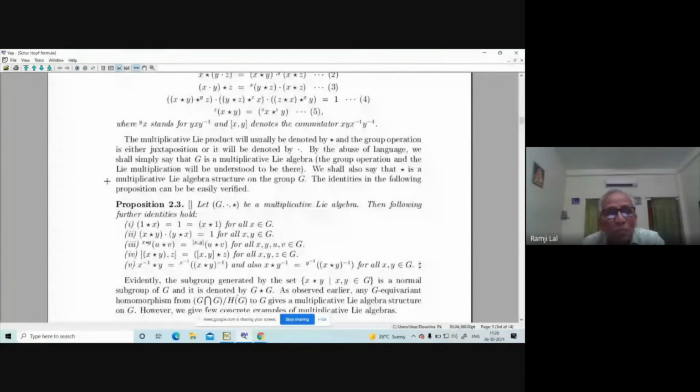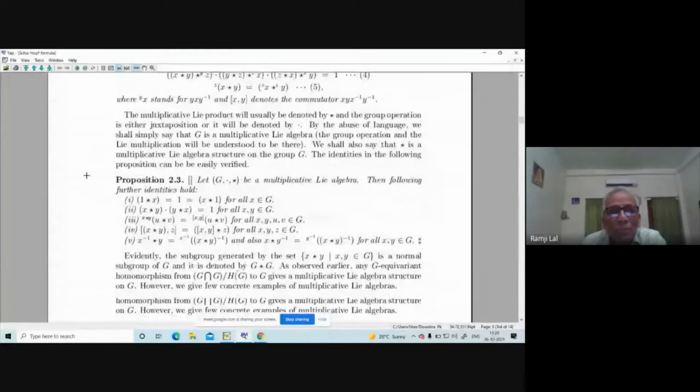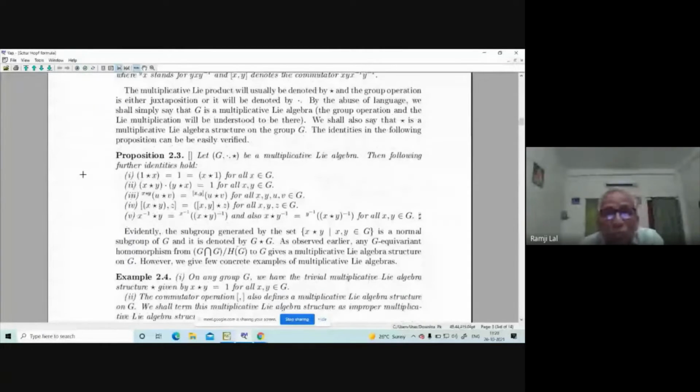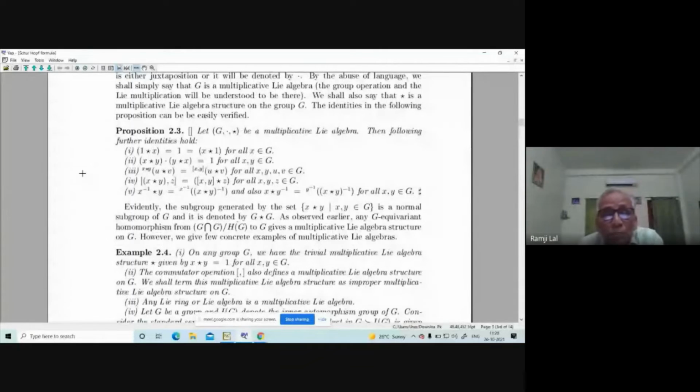It is an easy verification, simply depending on the defining identity of the multiplicative Lie algebra. So evidently, the subgroup generated by X star Y is a normal subgroup of G and is denoted by G star G.